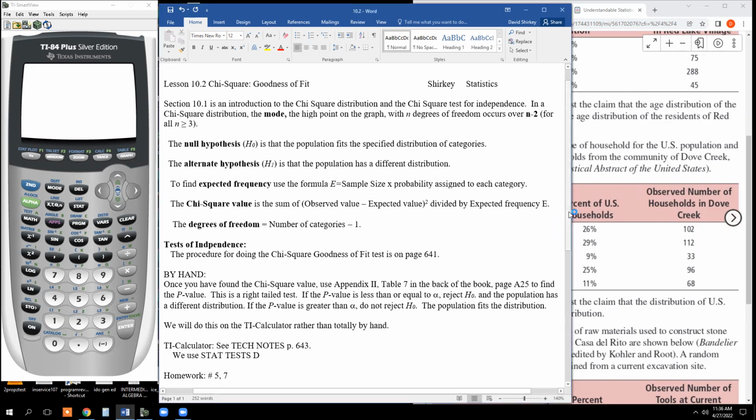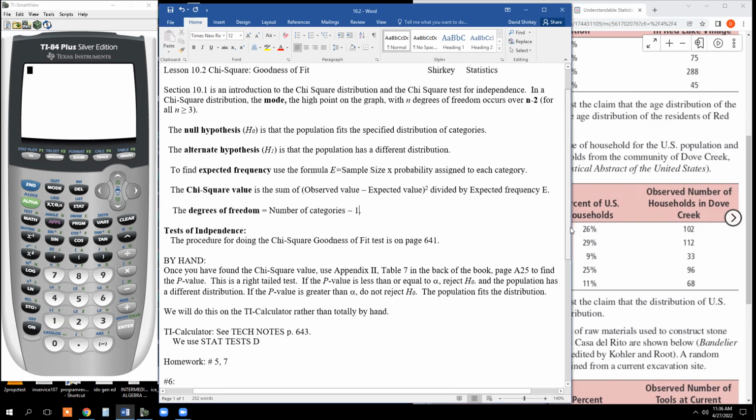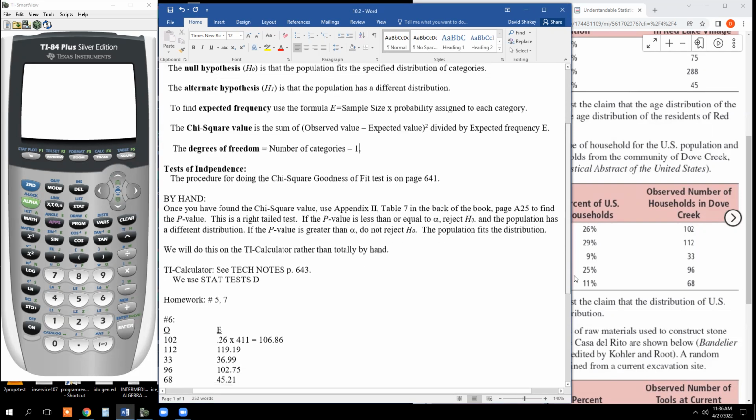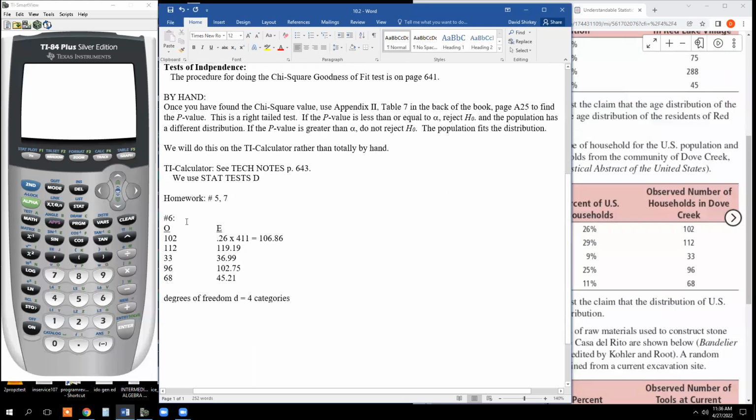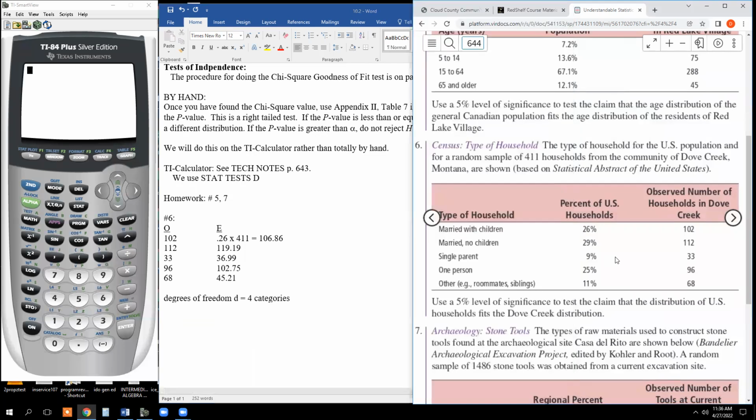What we are going to do is look at problem number 6 in this textbook, which is on page 644. I assigned you problems 5 and 7 for homework.